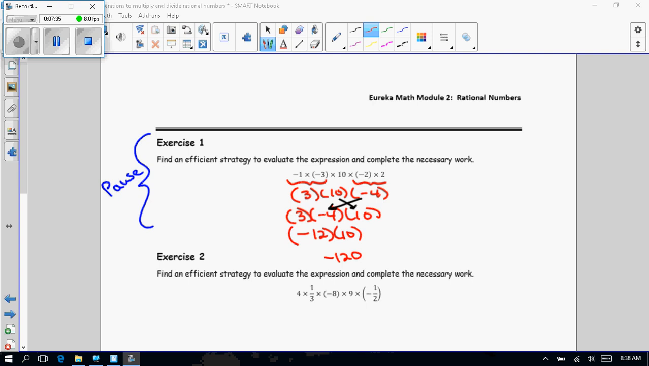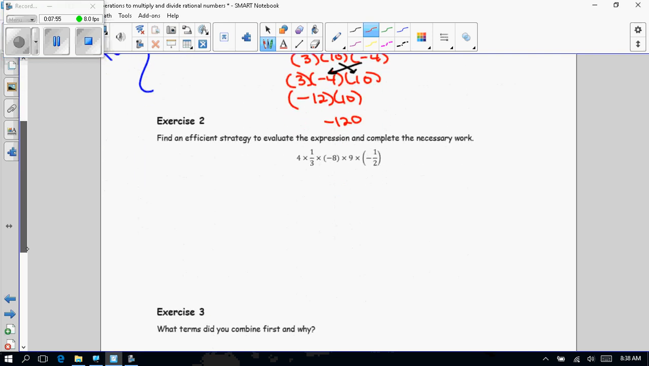Could you have just gone straight across? Sure. Could you have gone straight across at my second step, 3 times 10 is 30, times -4 and gotten the -120 as well? Sure. However your brain sees it, put it together, okay? I just find doing it in this particular order was easiest for my brain.